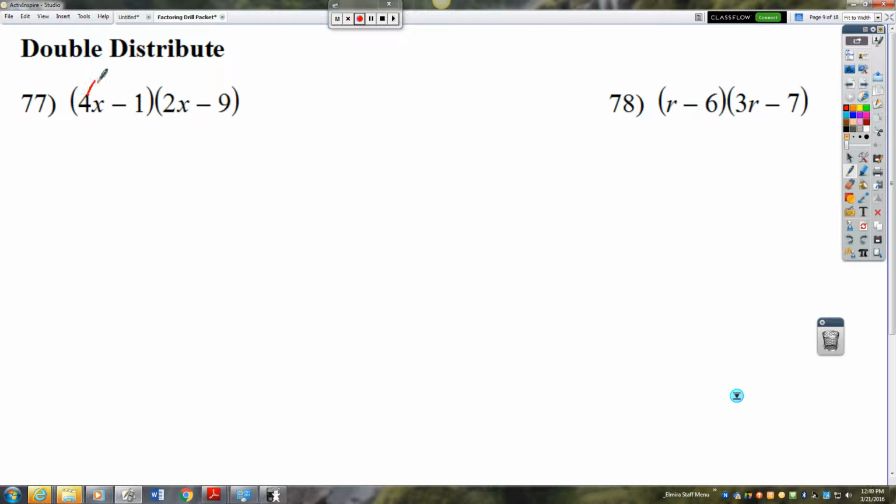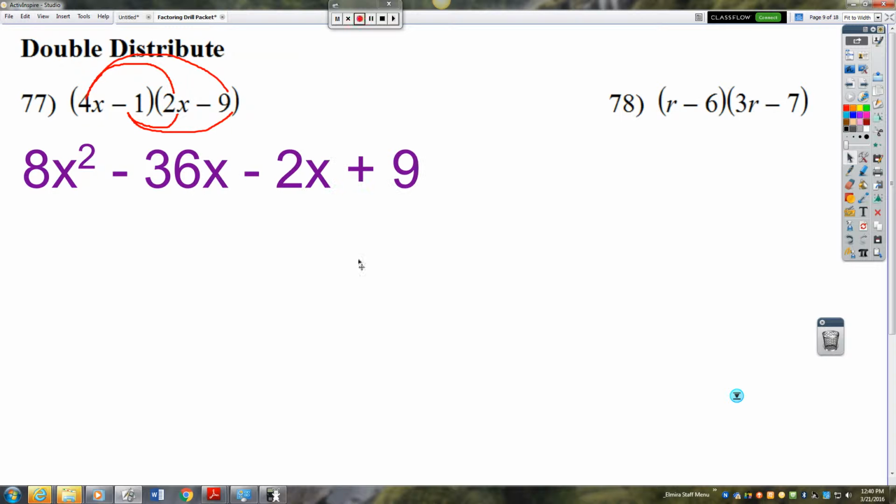So we've got 4x times 2x, which is 8x squared. And then 4x times minus 9, which is minus 36x. Then we're going to distribute the negative 1 times 2x and the negative 1 times minus 9. And I get minus 2x plus 9. Remember, a minus times a minus is a plus.